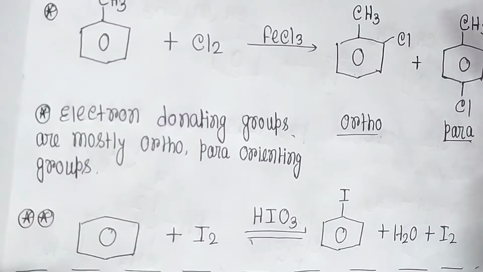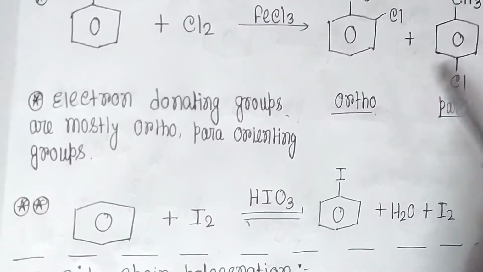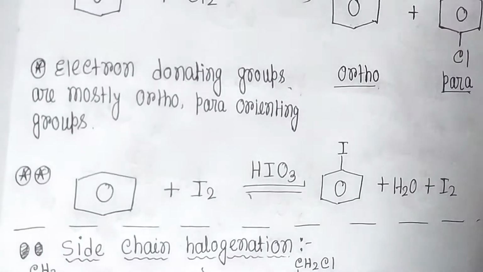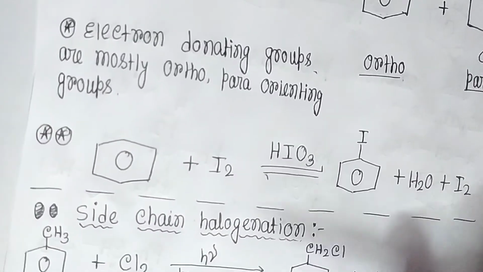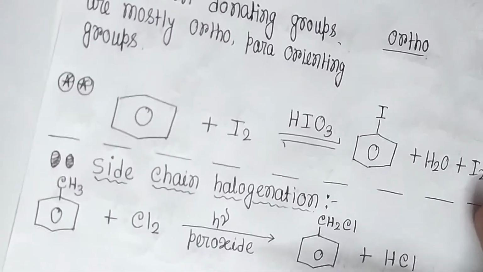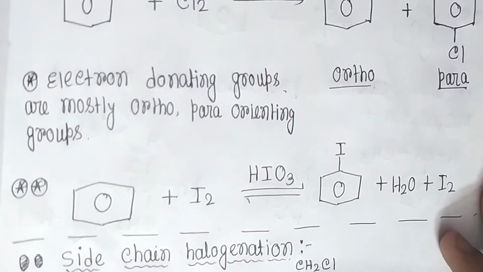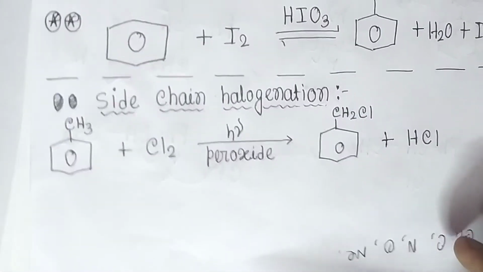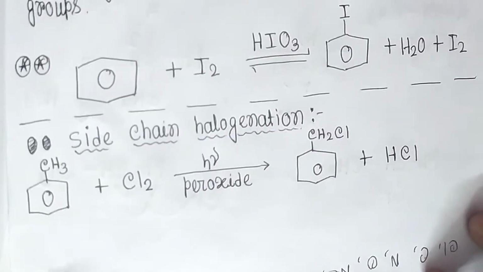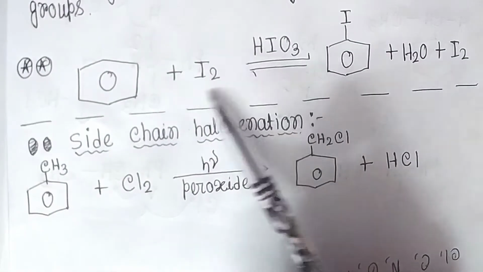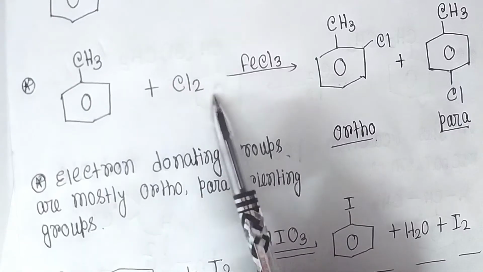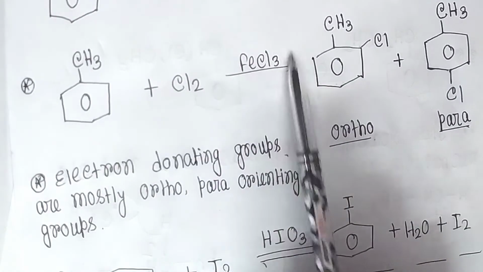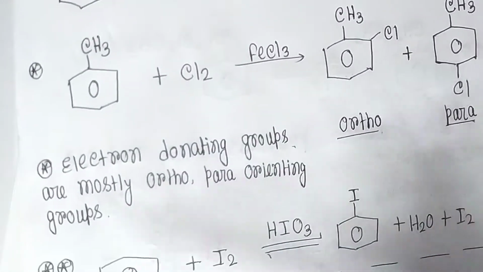As you can see, the para product has a high symmetry, so the melting point, boiling point, whatever the physical properties are, would always be greater with respect to the ortho product. Now that was all about chlorination. Now come to iodination. If you want to do bromination here, just use Br2 and FeBr3, then that would work.